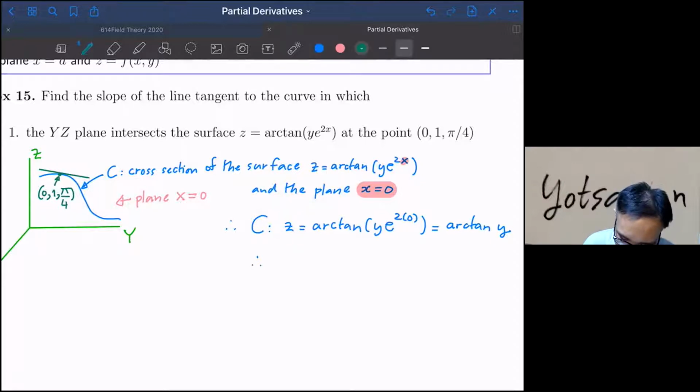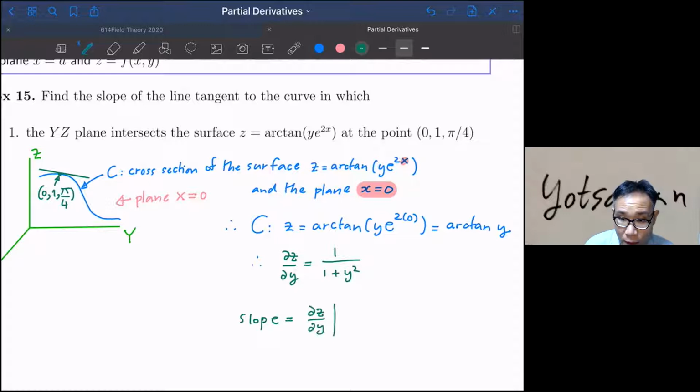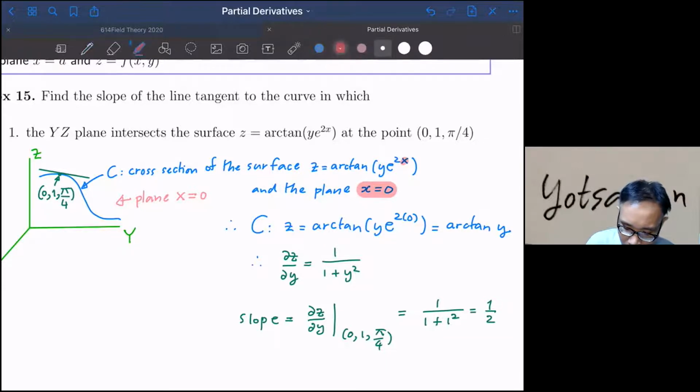The thing that you would do is just find the derivative with respect to y in order to find the slope, right? So it's going to be dz/dy, which is 1 over 1 plus y squared. Okay, and the slope would be just dz/dy at the point (0, 1, π/4), and this turned out to be just 1 over 1 plus 1 squared, equal to 1/2. Okay, so that is going to be this slope. The slope turned out to be equal to 1/2 in this case.